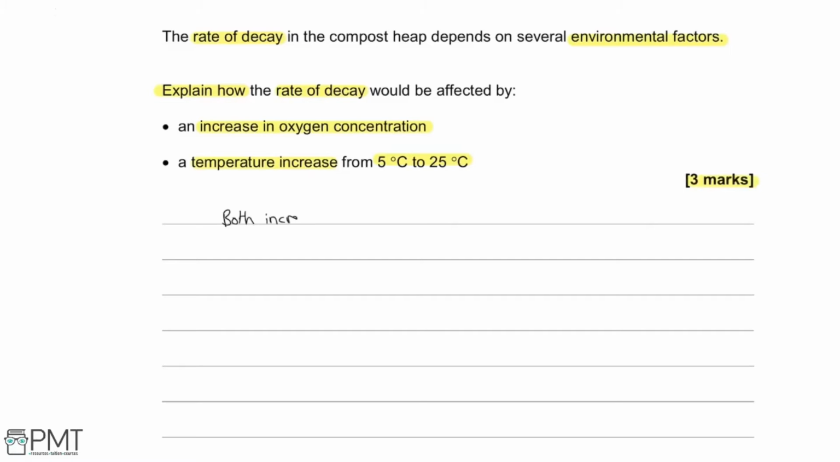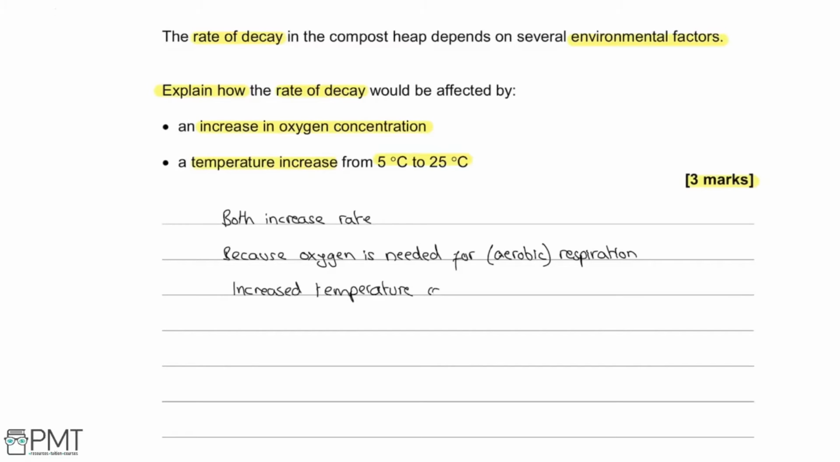So both of the factors that they've given us will increase the rate of decay, and this is because increasing the oxygen concentration increases the oxygen available for the decomposers to respire aerobically, and then increasing the temperature increases the rate of reactions, and this is because it increases enzyme activity. So here you would get your first mark for saying that both increase the rate, you get your second mark for talking about respiration, and the third mark for saying that increased temperature causes faster reactions.